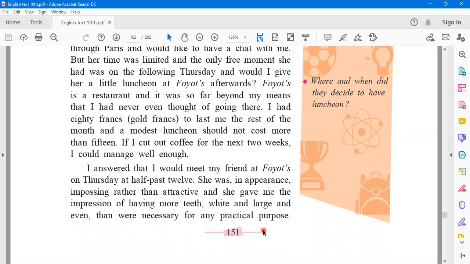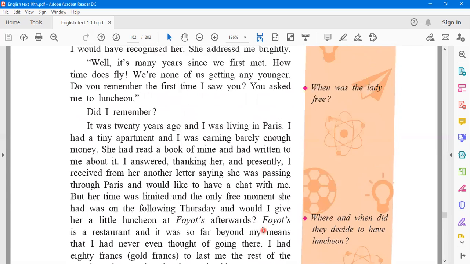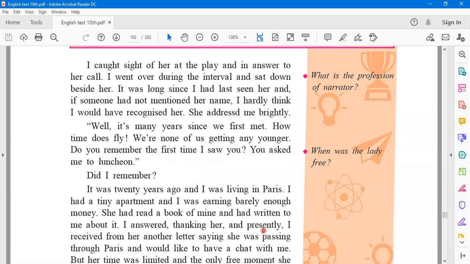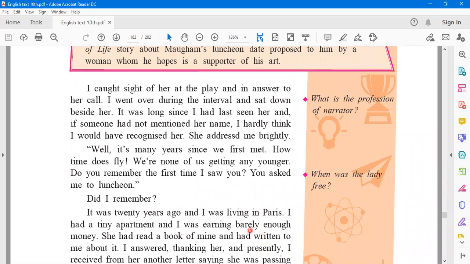Coming to the comprehension questions that you could be asked here in this particular passage, you can have something like true or false questions here, children. Let us discuss a few questions. The author recognized the lady immediately. Did he recognize the lady immediately? No. When you read it, you find out that if someone had not mentioned her name, he would have hardly recognized her. So false.